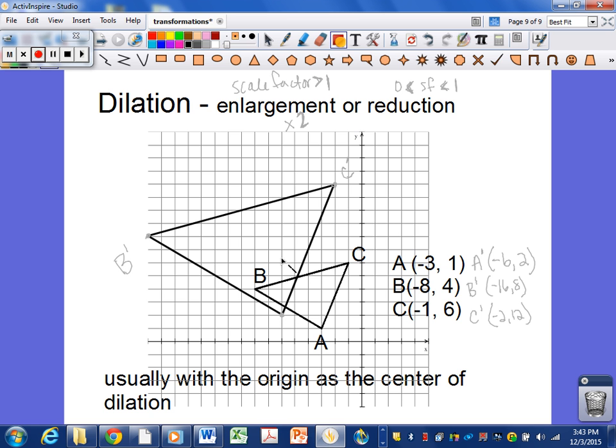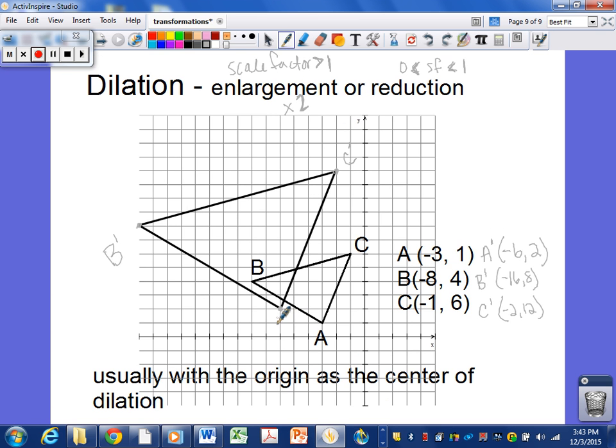So notice, not an isometry. The image is not the exact same size as the pre-image. It is twice as large. Actually, it's 4 times the area, but the lengths are twice as big. We'll talk about scale factor and what happens to areas when you increase later on in the year. So here is your image, A prime, B prime, C prime.